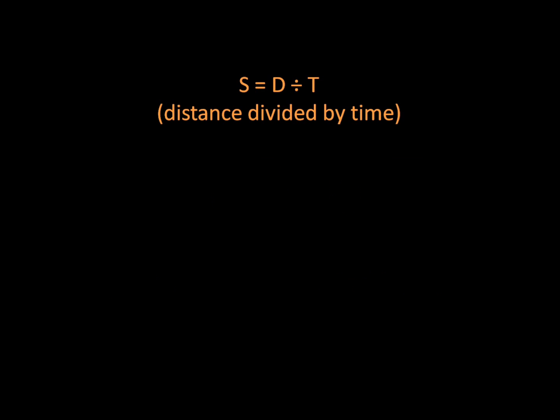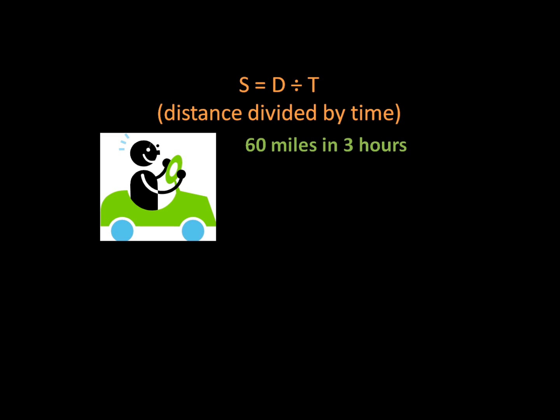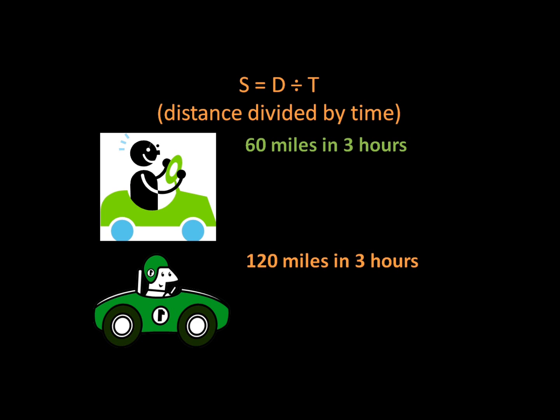Here's an example. A slow car travels 60 miles in 3 hours. A fast car travels 120 miles in 3 hours. What is the average speed of each car? For the slow car, the total distance was 60 miles. The total time was 3 hours.